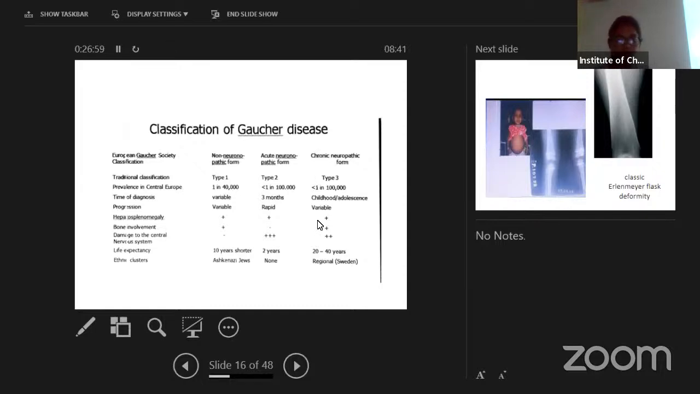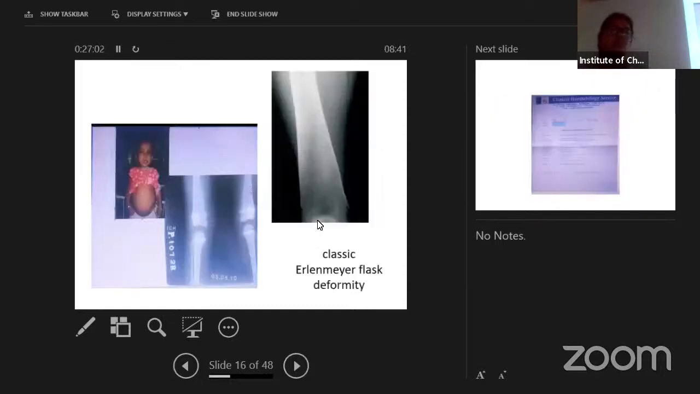So this was a patient who was admitted in 2010 in our institute under our director, sir, with a complaint of hepatosplenomegaly and abdominal distension.